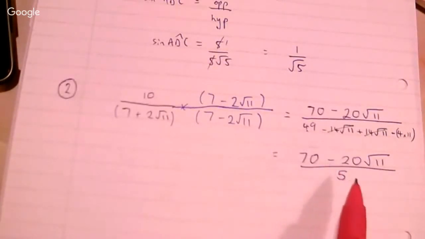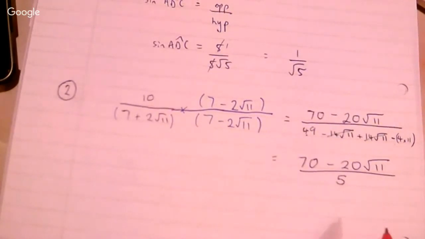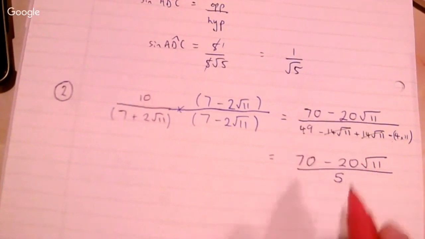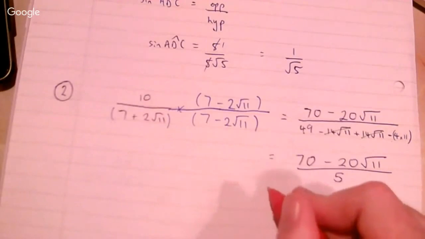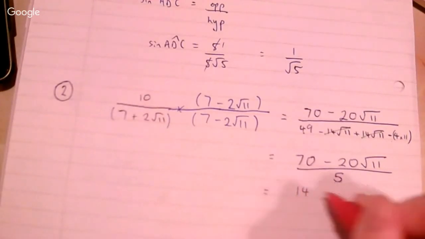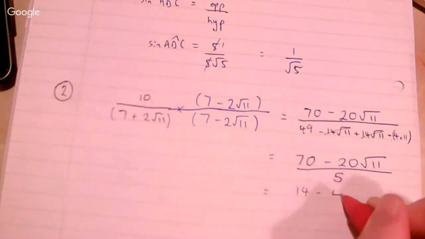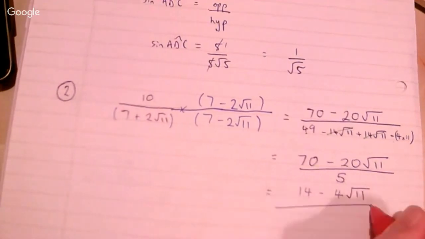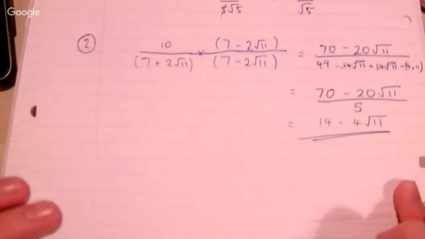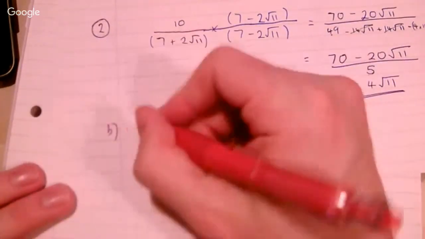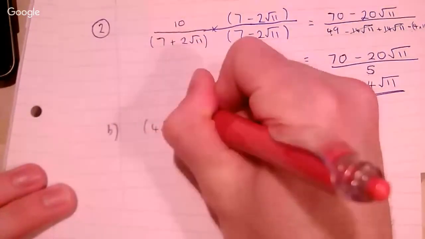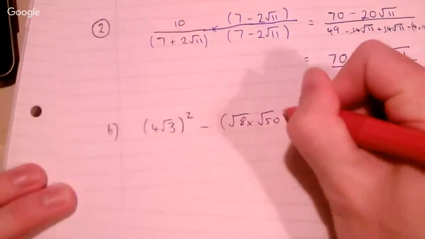And then the idea is usually, if it doesn't fit in perfectly, it's not necessarily an indication that you're definitely wrong, but you probably have made a mistake somewhere. So because 5 goes into 70 and 20, I'm feeling pretty confident this is right. 5 goes into 70 14 times and into 20 4 times, and then that would be root 11, and that's your answer. Okay, and for part B, it says (4 root 3) squared minus root 8 times root 50, and then minus 5 root 63 all over root 7.